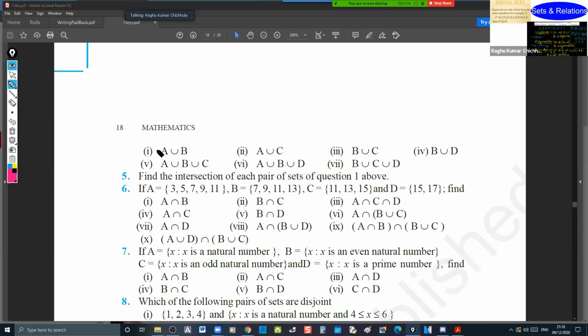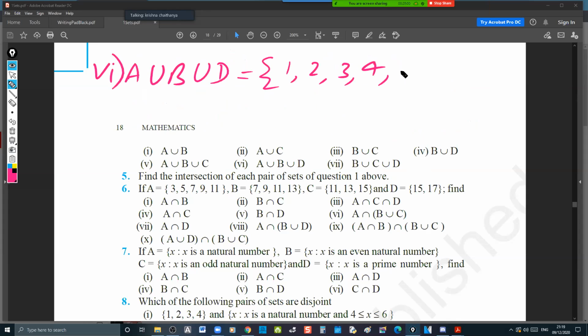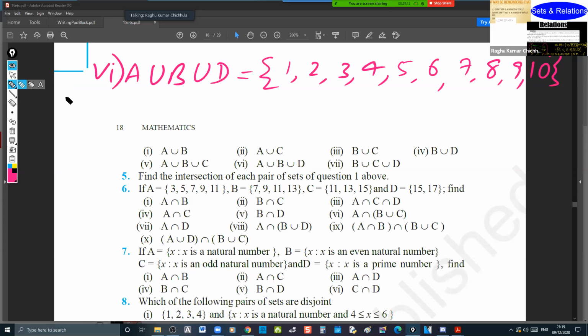That's the right answer. Now A union B union C, A union B union D, B union C union D means, let me take one among them and let us write that, A union B union D. Come on, tell me. I'm taking the sixth one here. The rest you can do. 1, 4, 5, 6, 7, 8, 9, 10. All the numbers. That's it. You have to write all. Yes, sir.